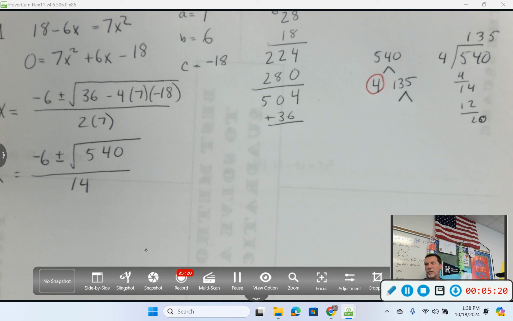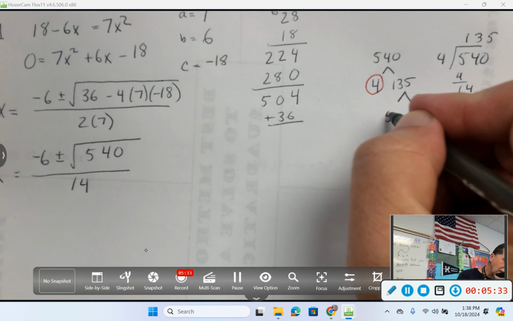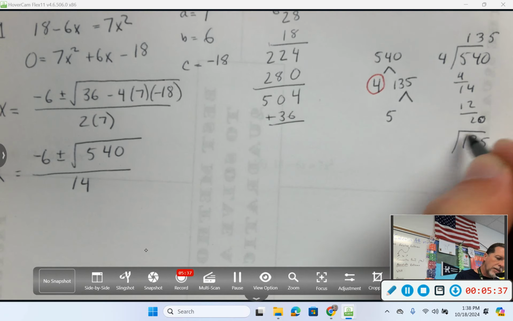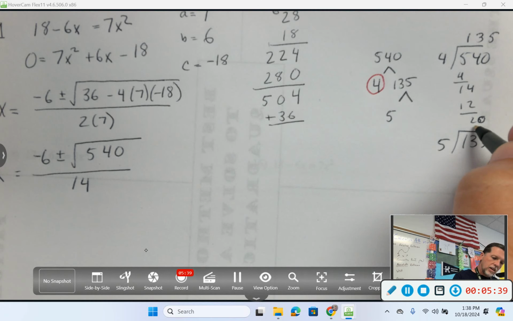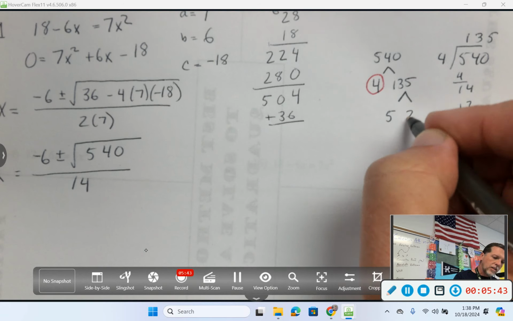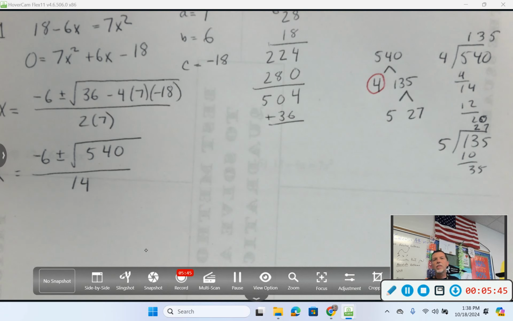And if you don't see any perfect square factors, and you probably don't, because I don't, is there any number that goes into 135 that's pretty easy to recognize? 5. So let's divide by 5 and see what that gets us. So 135 divided by 5. Let's see, 2 times 5 is 10, 35, 27. Oh, because 27 is 9 and 3.